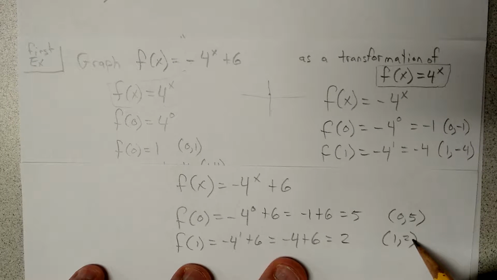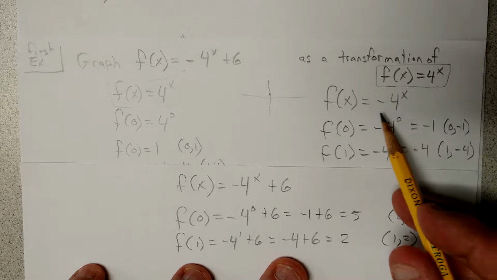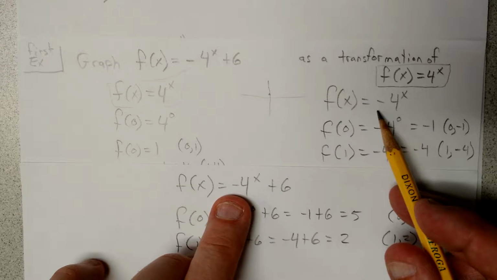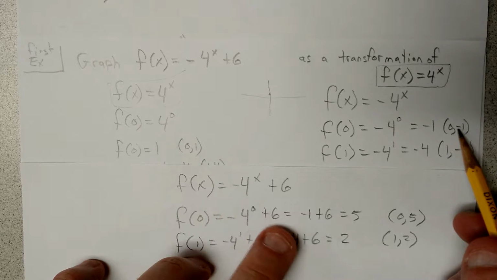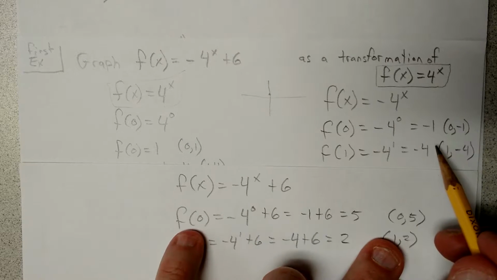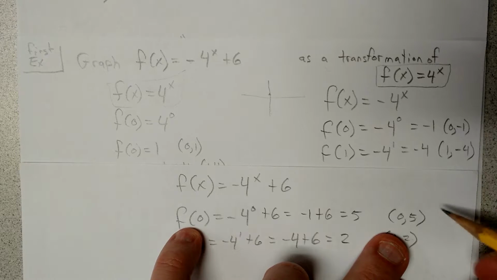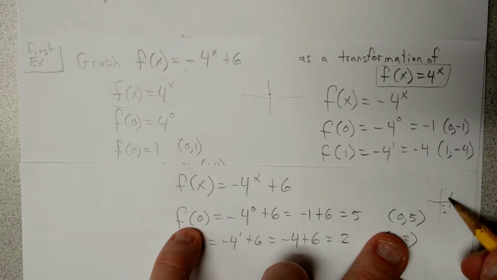Now let's just compare real quick. When we did the first move, we did negative 4 to the x power. At 0, we got negative 1. And now at 0, we're getting 5 in the y spot. So on the graph, it's going from negative 1 to 5. It looks like it's going up 6.